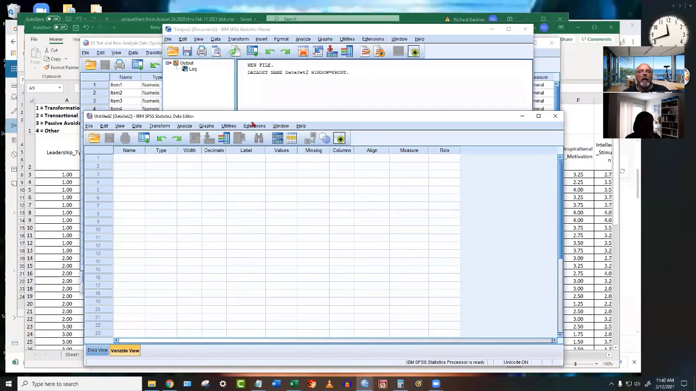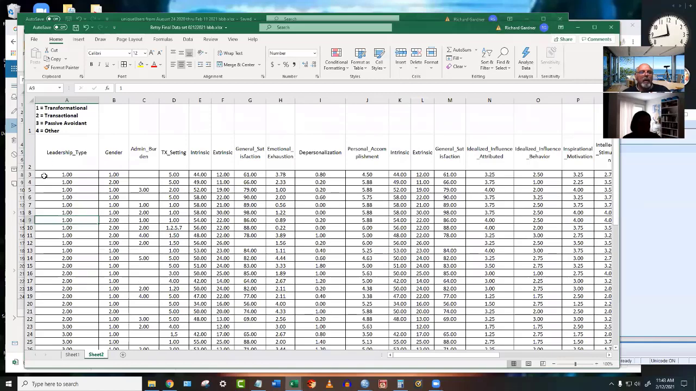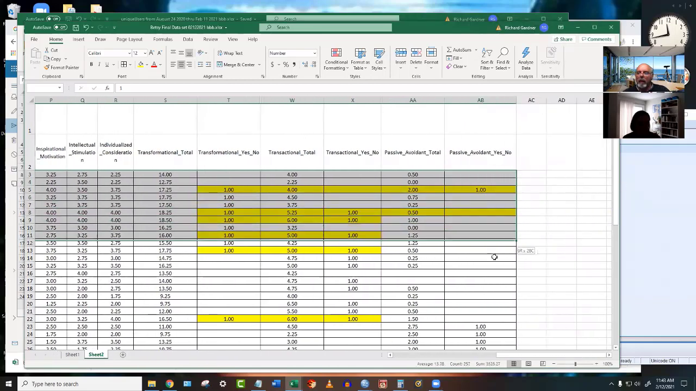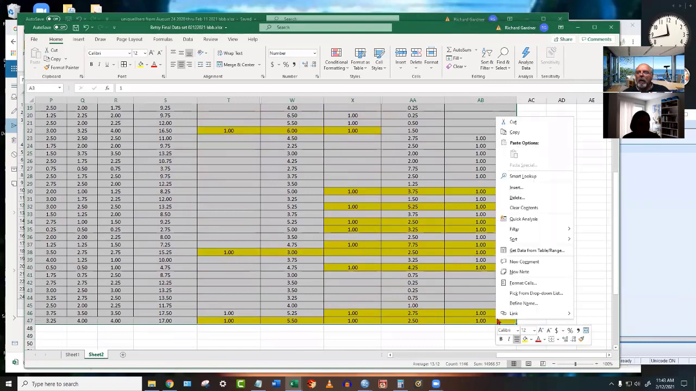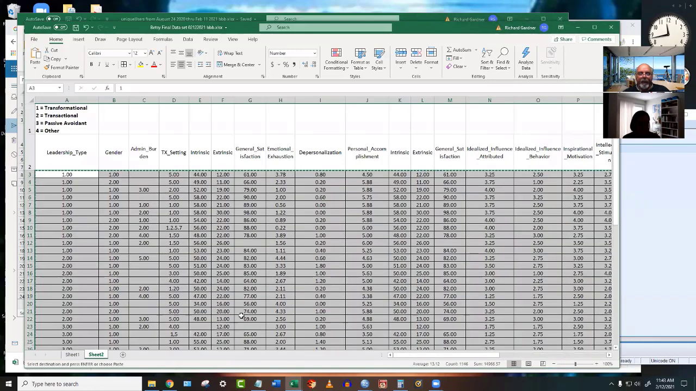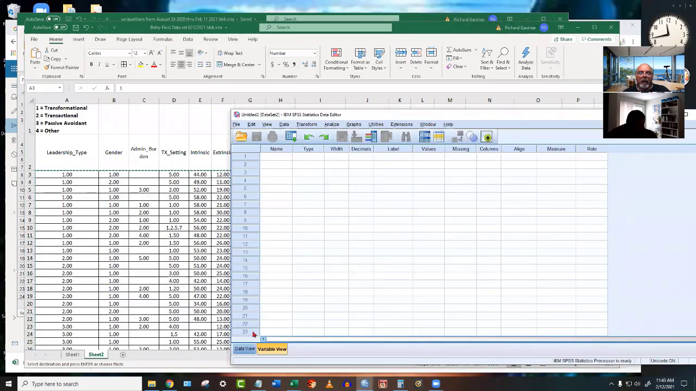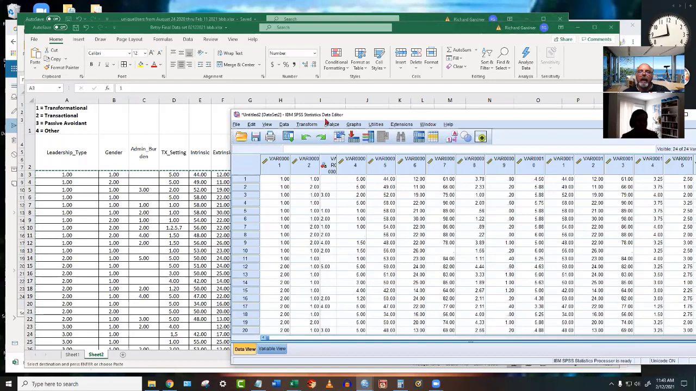Cool. So we got the new file. Let me pull this up and we're going to get the numbers first. Copy. And then over here, there you are. We're going to make sure we're in data view and right click, and we're going to paste. Oh, good. We got them all.